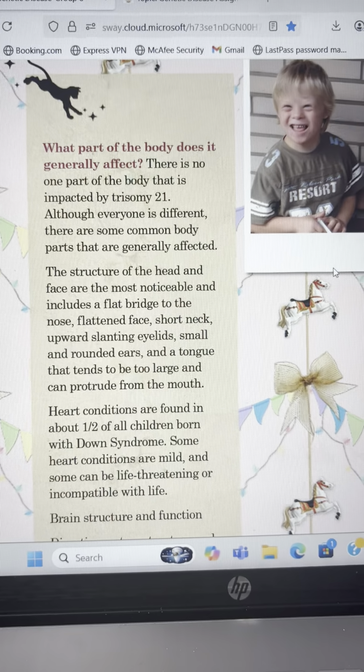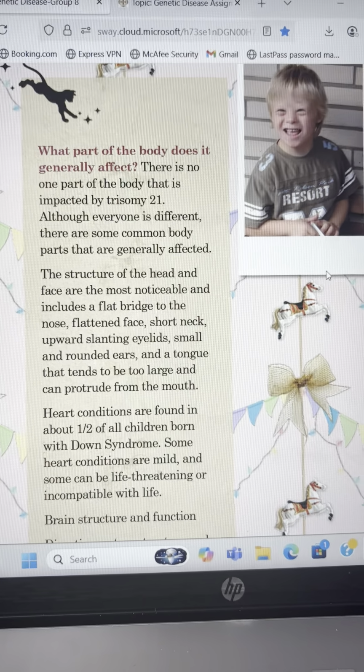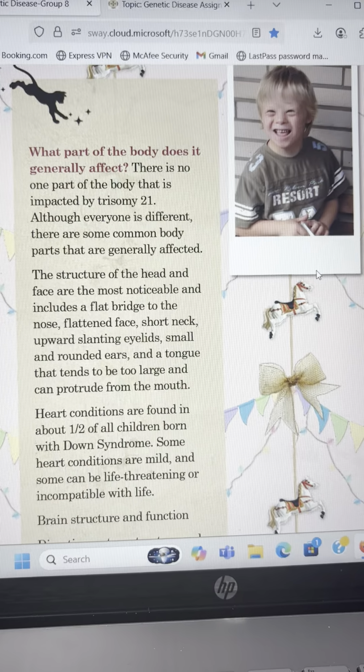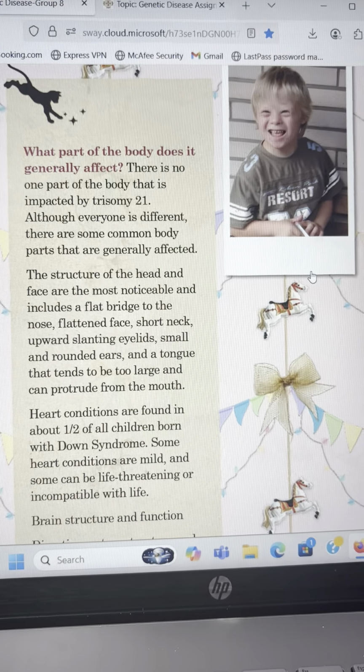What part of the body does it generally affect? This is a trick question. It affects every part of the body pretty much. There's no one part of the body that is impacted by trisomy 21. There's some more common though.